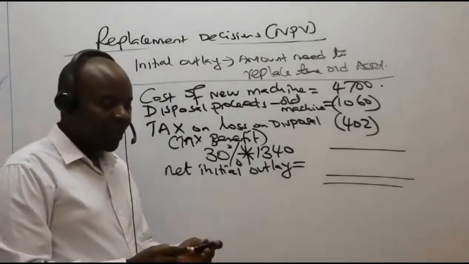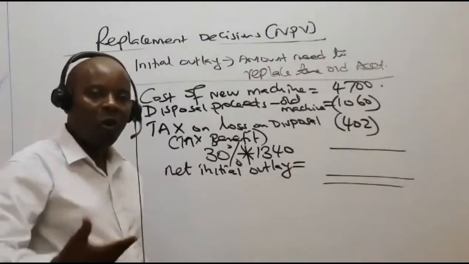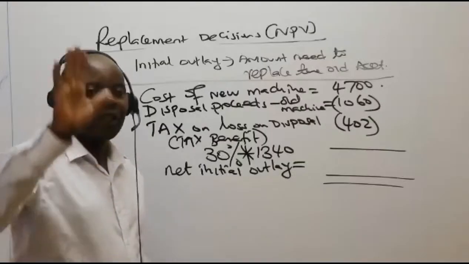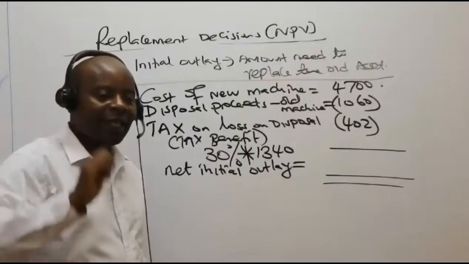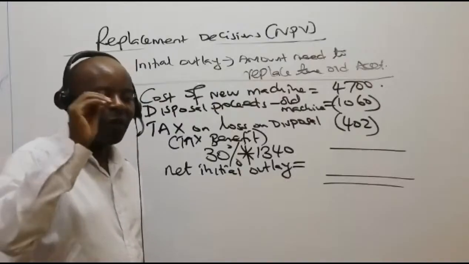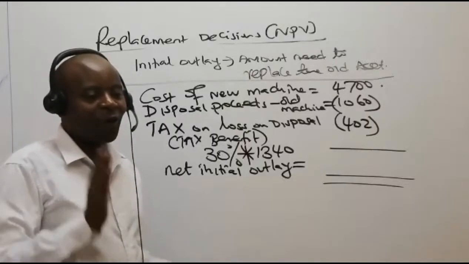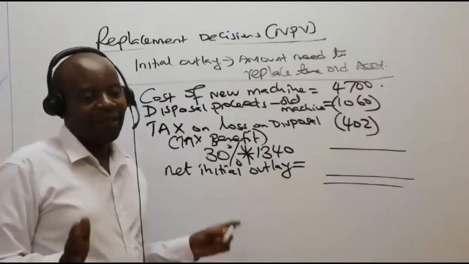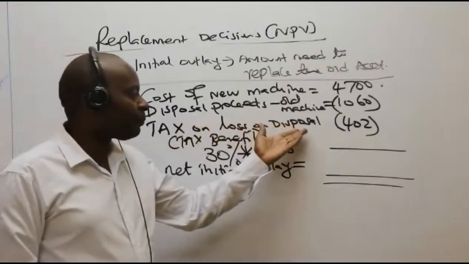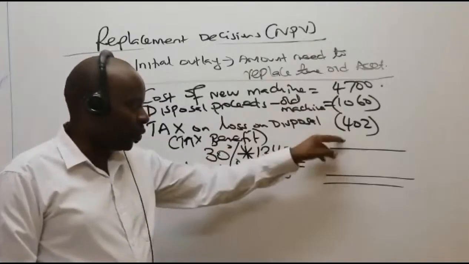A good question there. What if we make a profit on disposal? If we make a profit on disposal, of course, we'll be expected to pay tax on that. Although in all the many years that I've taught, I've never seen a replacement question where the old asset is sold at a profit. It will be very hard. All of them, we are making a loss. But should we make a profit on disposal, that becomes an expense on us. So we would do the opposite of this, which is adding.